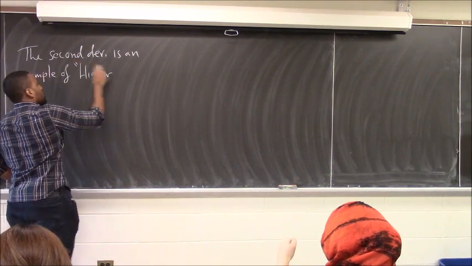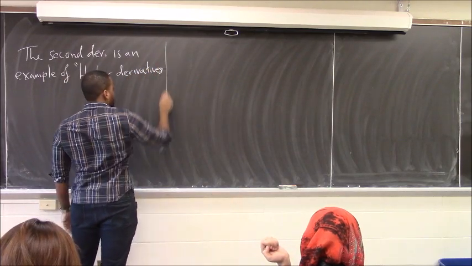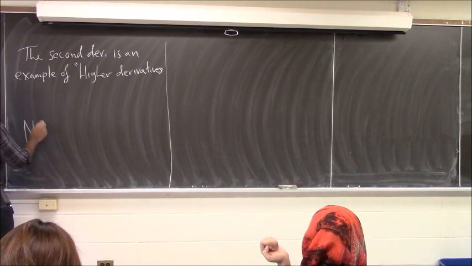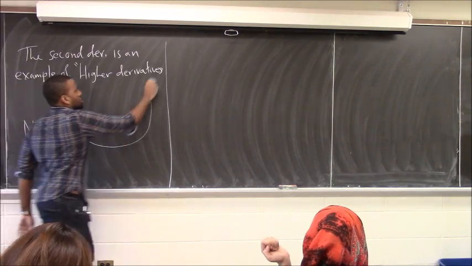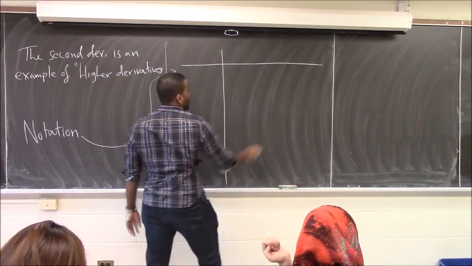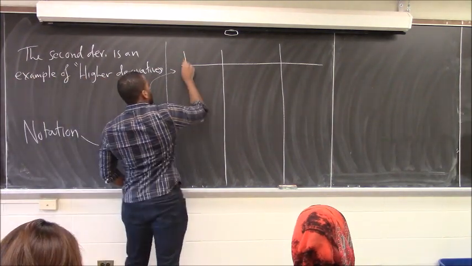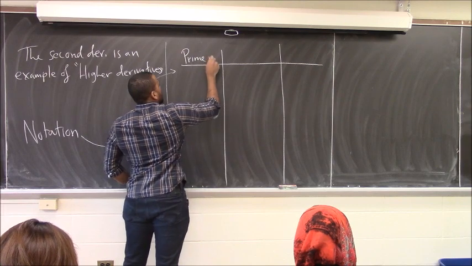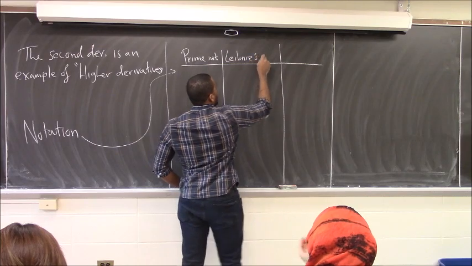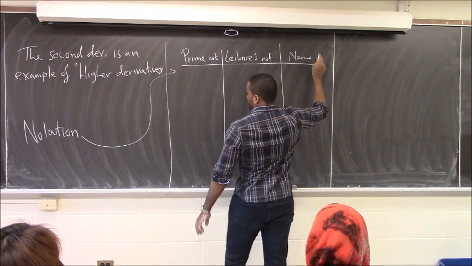That's what they're called, higher derivatives. You basically think of these guys as derivatives of derivatives. And let's talk about the notation here. We can talk about higher derivatives using what we call the prime notation, you know, Newton's prime notation. You can also talk about them from the Leibniz notation.